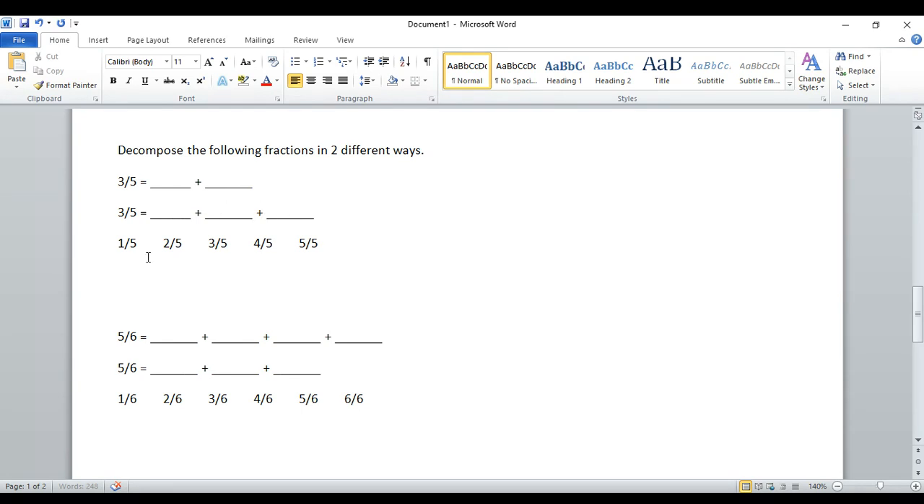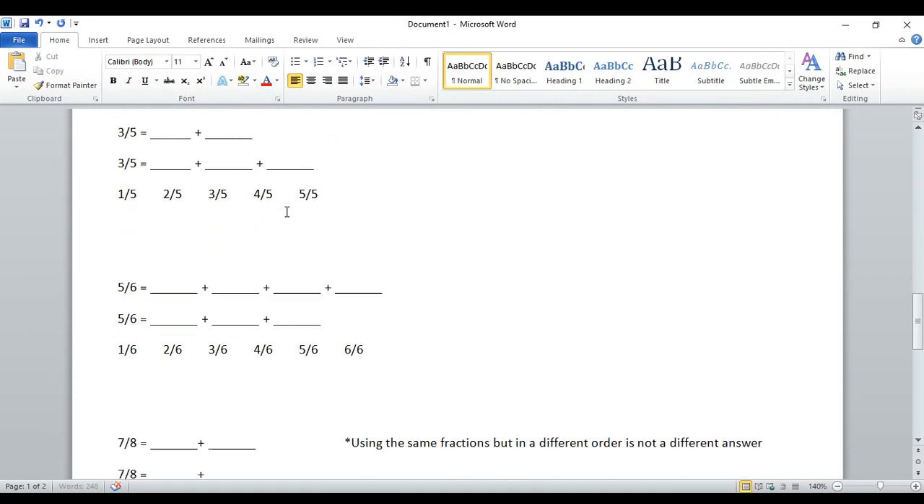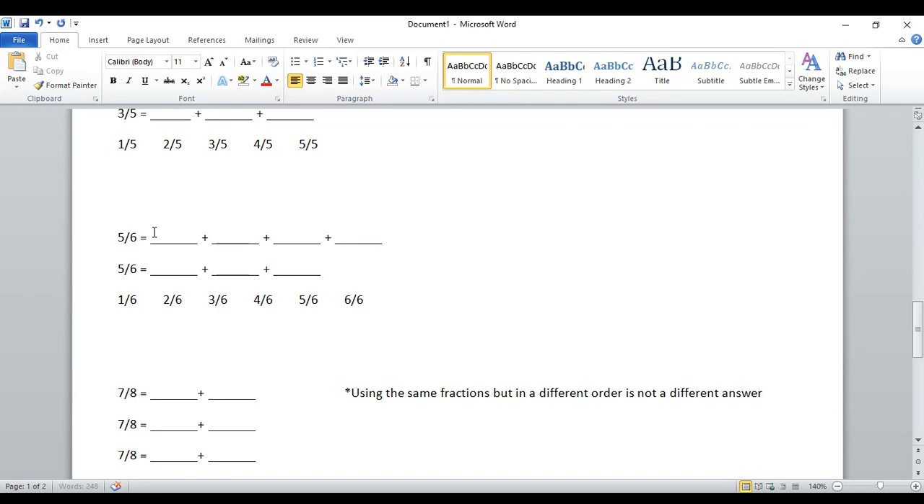So the only way you could do that is to put 1/5 and then 1/5 and then 1/5. And you're allowed to do that. You're allowed to reuse those fractions. So if we're going to do this with 5/6, here's all the different choices that you have: 1/6, 2/6, 3/6, 4/6, 5/6, and 6/6.